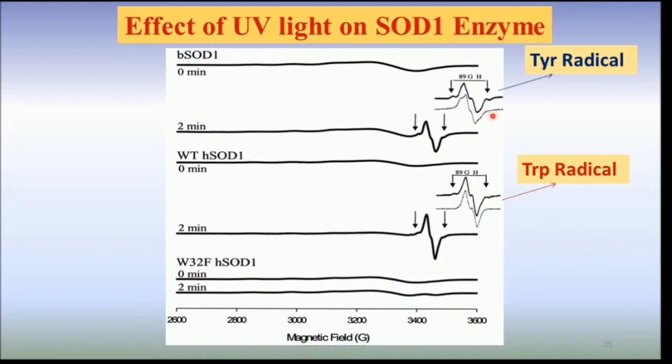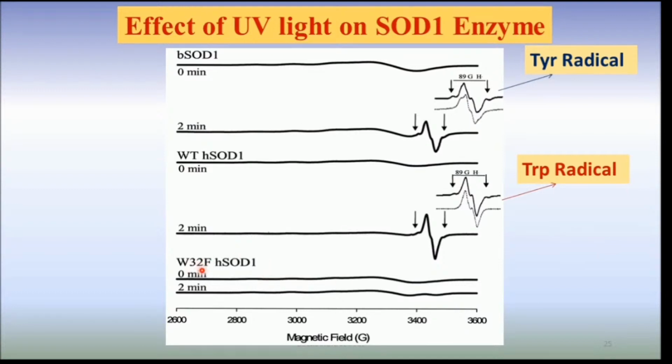Using low temperature EPR, we have identified tyrosyl radical formation when bovine SOD1, superoxide dismutase, is exposed to UV light. Tyrosyl radical is produced. Using simulation, the parameters are obtained. In the case of wild type human SOD, a tryptophan radical is obtained. Using simulation, we have identified this as a tryptophan radical.